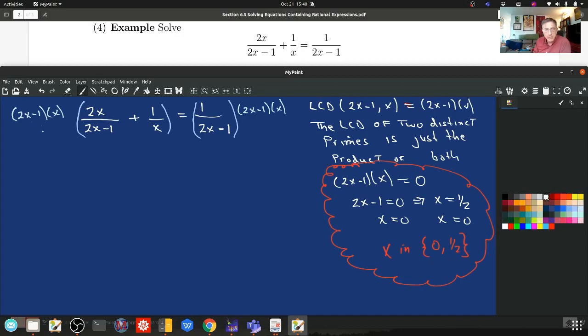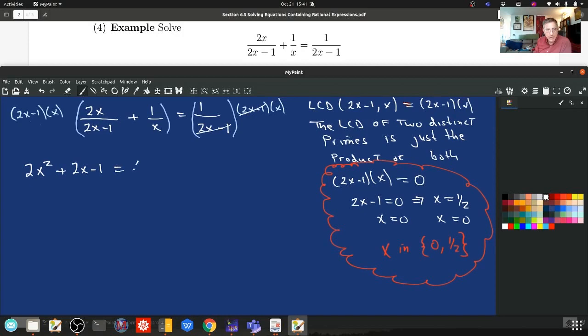So coming back over here, let's multiply through and clear denominators. 2x minus 1 times x divided by 2x minus 1 just leaves x. x times 2x is 2x squared. 2x minus 1 times x plus 1 over x: well, x divided by x, the x's cancel out, so that just leaves me 2x minus 1 times 1. So it's plus 2x minus 1. And over here, the 2x minus 1 factors cancel. So the only thing I have here is x.